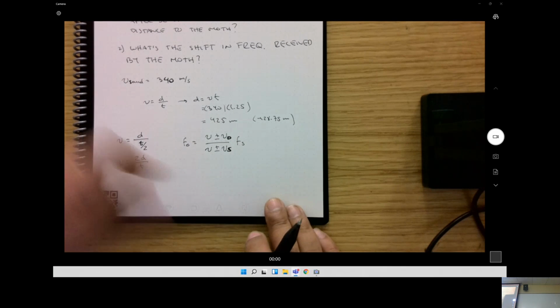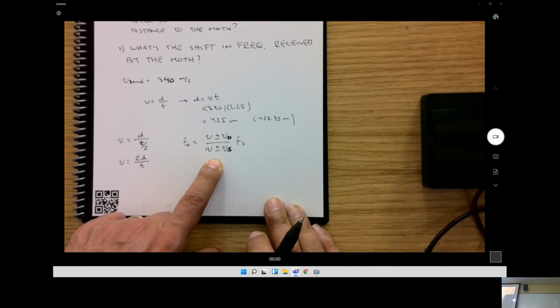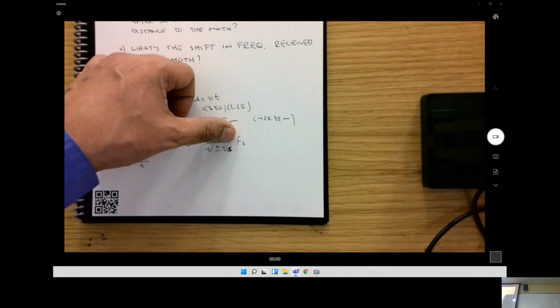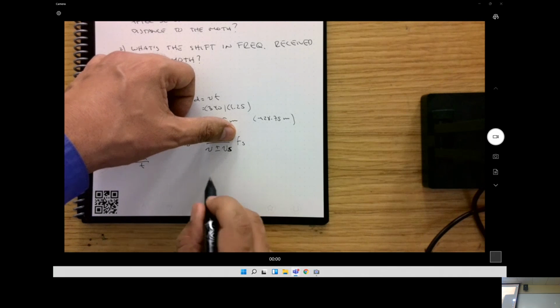So I'm going to try to find out what sign I use in the denominator. I'm going to assume that the observer is static. The bat is getting closer to the observer, the frequency is going up, so this sign is going to be negative.